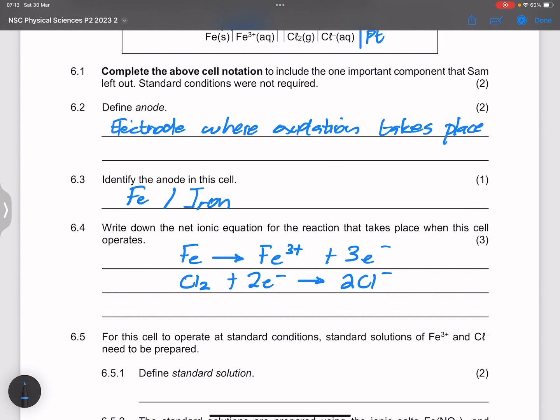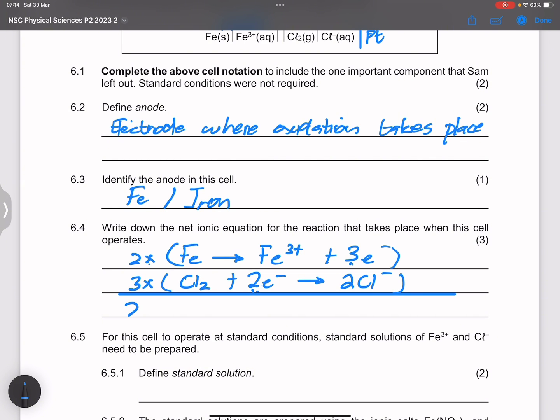Now, ladies and gents, for us to write the net ionic equation, it is important for us to balance out the number of electrons. That's the part I wanted to show you. In this case, look at that. We've got 3 electrons here, we've got 2 there. The lowest common multiple between 3 and 2 is 6. So what I'm going to do is multiply that by 2, and I'm going to multiply all of that by 3. What would I actually have at the end? My electrons would be 6 each, so that would cancel out.